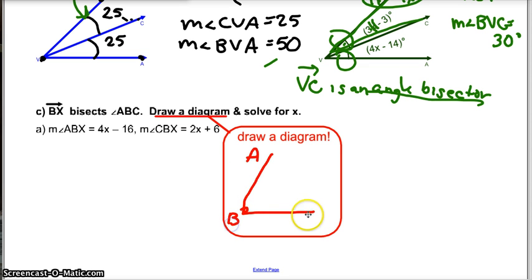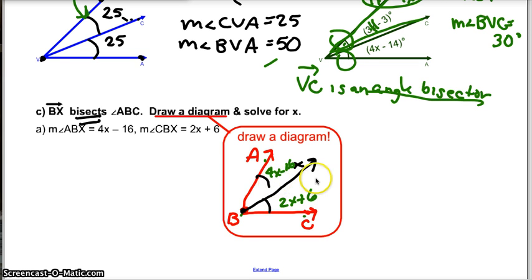Should probably put arrows on there. It's telling me that the ray that goes from B out to X bisects the angle. So if it's bisecting the angle, let's put on our markings. All right, from here, it says that the measure of ABX is 4x minus 16, and CBX is 2x plus 6.